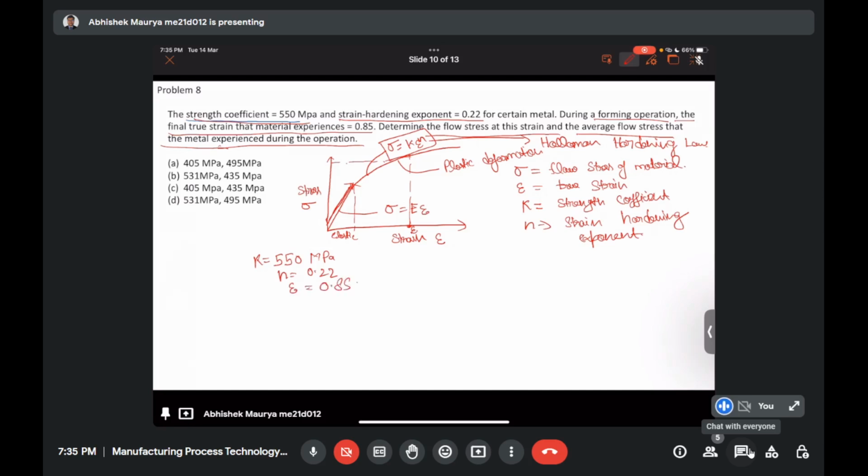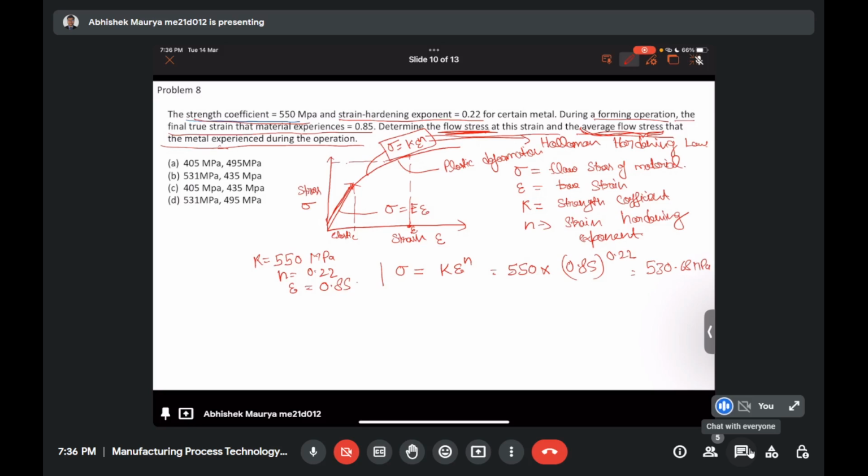Now we just need to substitute the values in order to calculate the flow stress, that is sigma equals K epsilon to the power n. If we substitute the values, it comes out to 530.68 MPa. So that is the flow stress that we needed to find. We have found the flow stress at the given strain, and what else we need to find is the average flow stress.